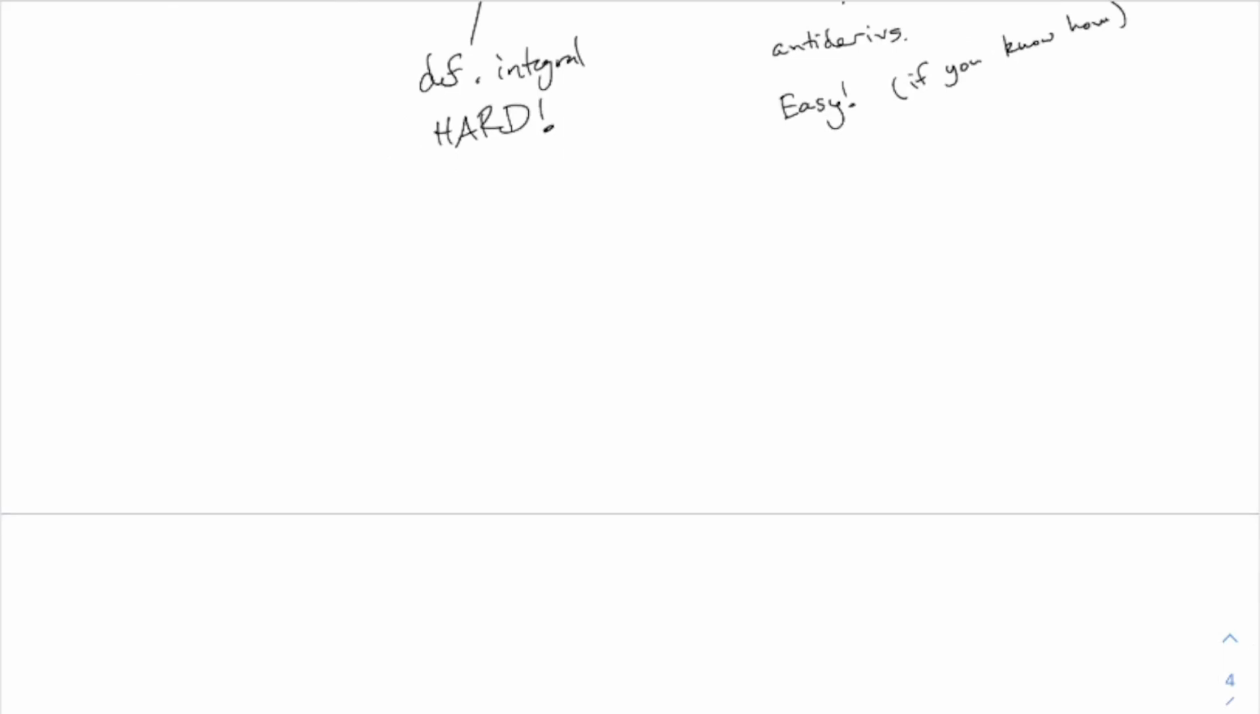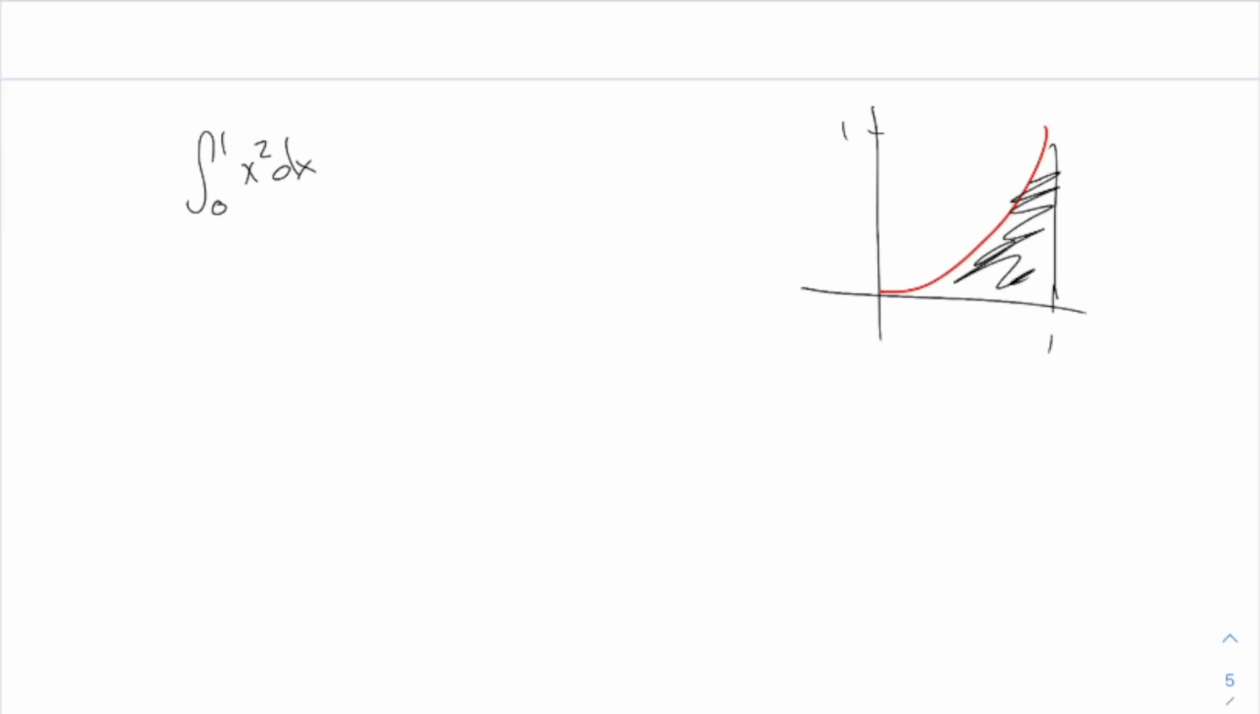How about my favorite example? Integral 0 to 1 of x squared dx. Remember, this is the area under the parabola from 0 to 1. And I told you, just because I told you, this area here is 1/3. And actually, with great effort, we were able to compute that area as 1/3 doing the Riemann sums thing. But here you'll see how much easier it is to do it using antiderivatives.